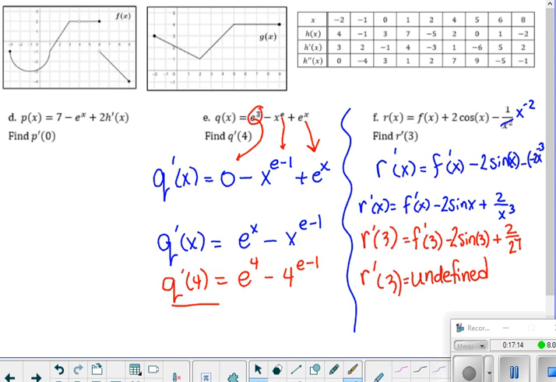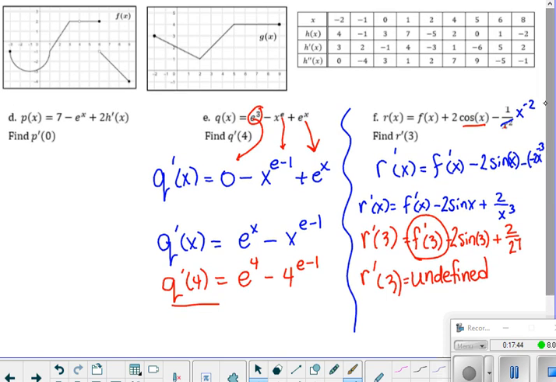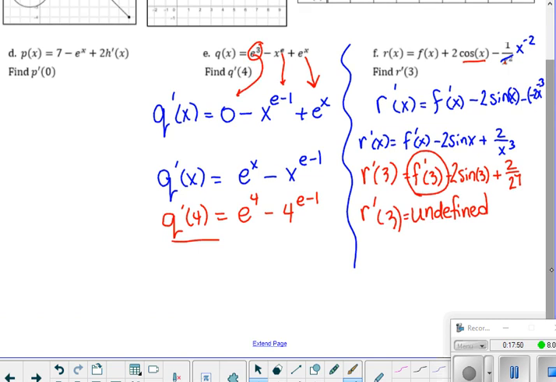The next one, a little bit more direct for r prime. It gave me f prime minus 2 sine of x, because the derivative of cosine is negative sine, so you can see my negative went out front. And then I rewrote x squared from the bottom as an x to the negative 2. It gave me a minus negative 2 x to the negative 3. Making it look pretty was my next line. I plugged in 3, and I had to go find then f prime of 3, which sits at a sharp corner, doesn't it? Oh, that's going to make that undefined. So, yeah, r prime of 3 turned out to be undefined.